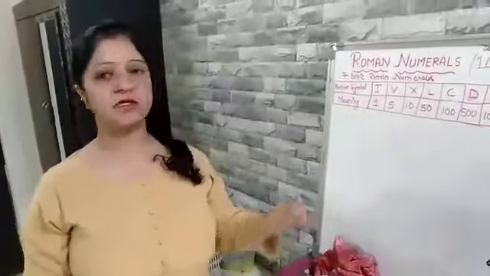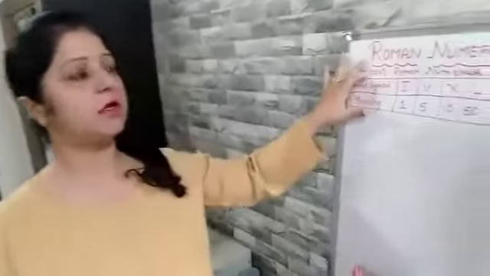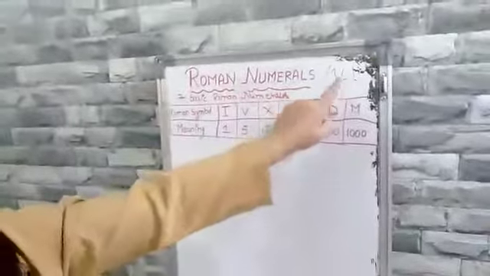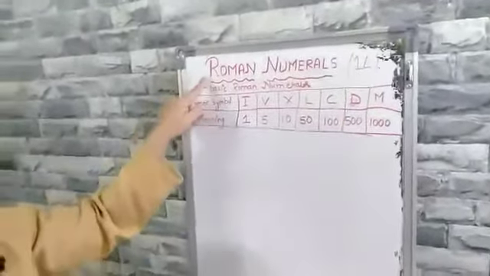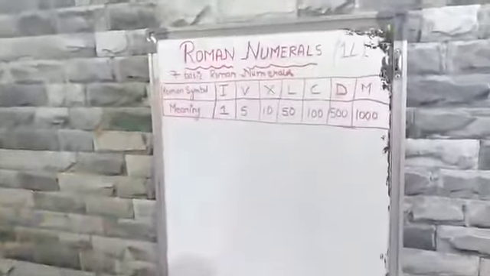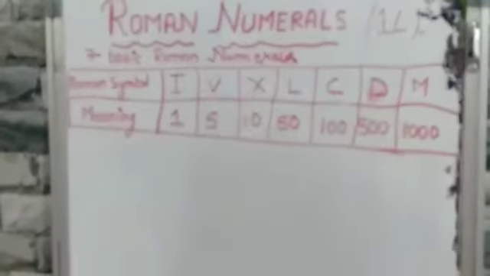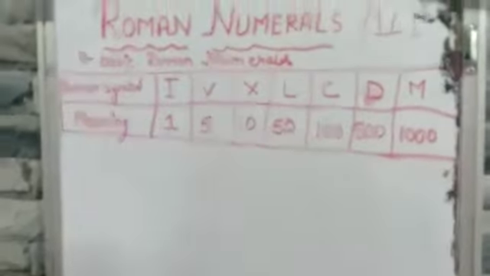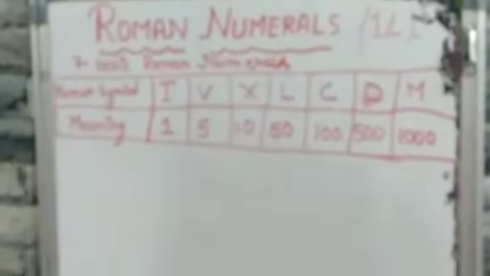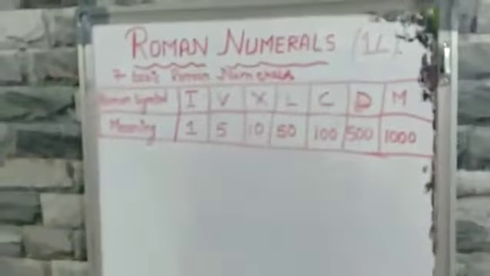Our today's topic is Roman numerals. Our next exercise 1L is based on Roman numerals. Like our Hindu-Arabic system of numeration, another ancient system of numeration is the Roman system. The Romans used a different set of symbols as their numerals.